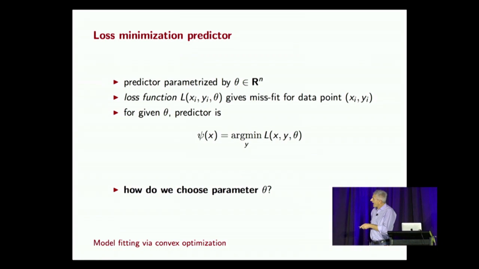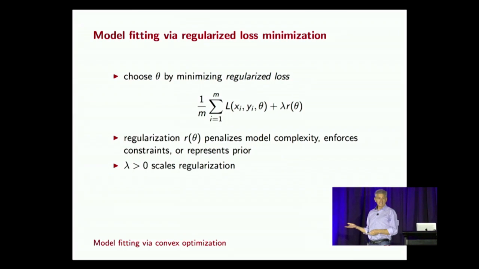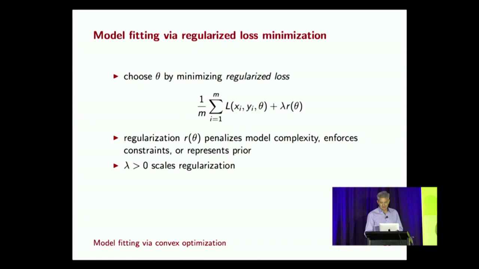And then it all comes down to this. How would you choose this parameter theta? Because theta then tells you what your predictor is, right? And you do this, it's very simple, completely natural. You have some data that's xi, yi pairs, of size m. And what you do is you look at the average loss. Now you consider this a function of theta. And then you minimize that plus lambda times a regularizer, right? And the regularizer penalizes model complexity, enforces constraints, it can try to make your model sparse, it can do all sorts of stuff, and in fact, that's kind of what the art is about. And then lambda simply scales regularization. If you make lambda bigger, whatever this is doing, like making theta small, more of it will happen. Okay, so this is the method.